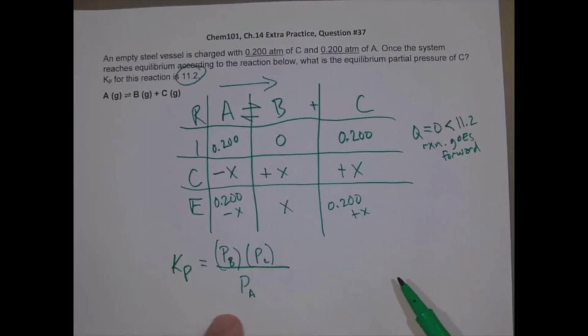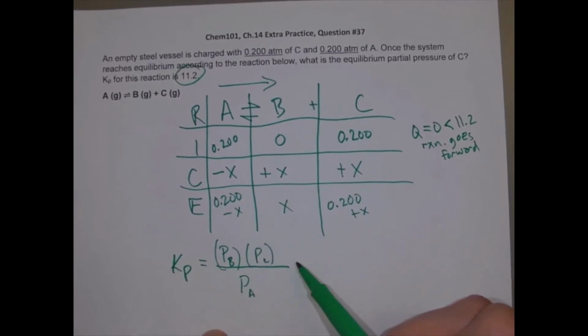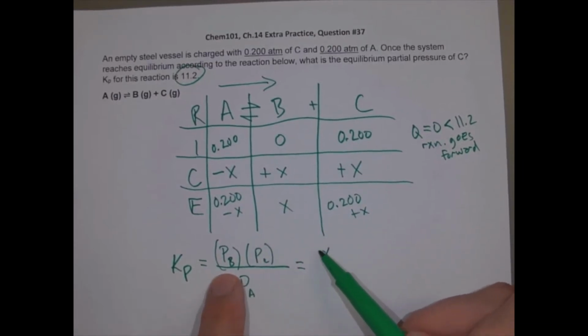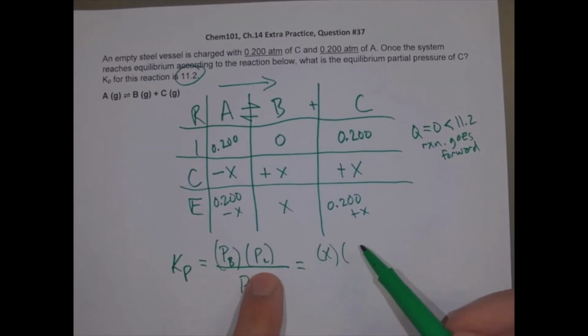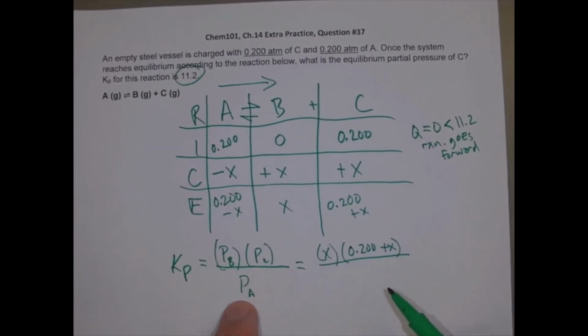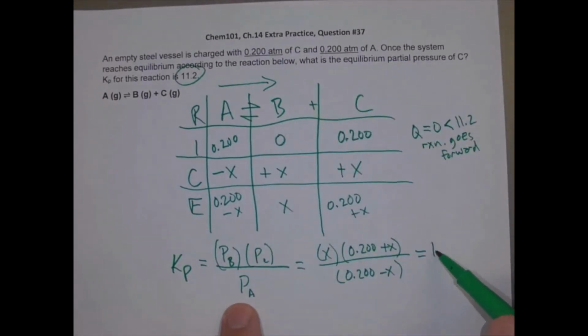Now, what I can do is I can substitute these into my expression for the equilibrium constant, so I'll go ahead and do that. So the partial pressure of B is just X. Partial pressure of C is 0.2 plus X. Partial pressure of A is 0.2 minus X. And all of that is equal to what I know to be the equilibrium constant, 11.2.